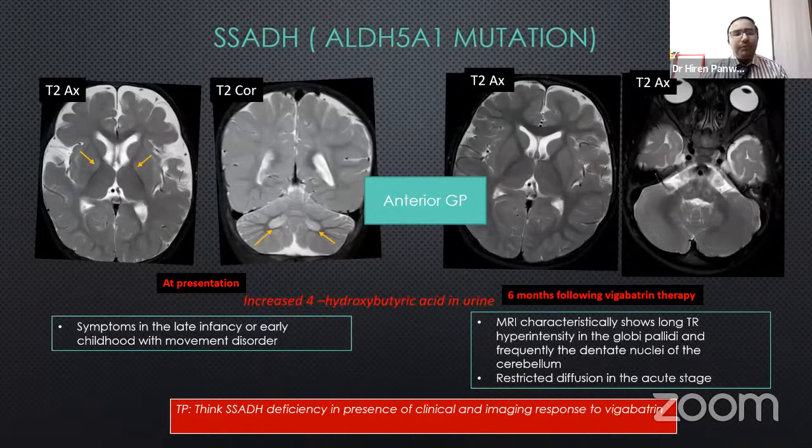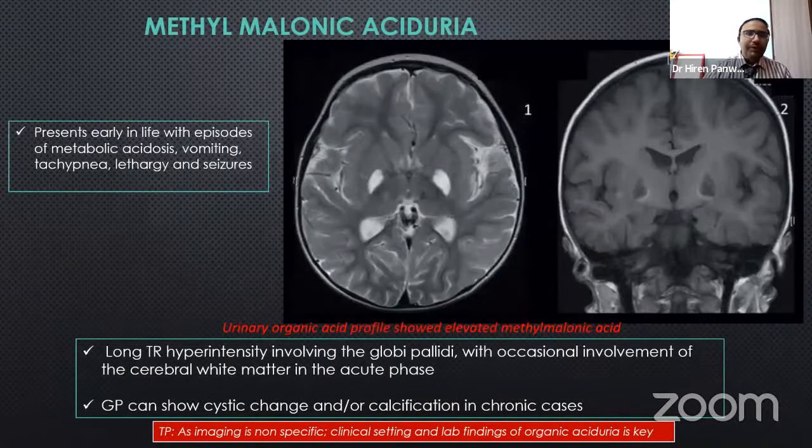So when you see this kind of pattern with globus pallidus and dentate involvement, you should always include SSADH deficiency in your differentials. And if you treat this patient in time with vigabatrin, then you can see resolution of the hyperintensity which was seen previously. This condition happens either in late infancy or early childhood with movement disorders. So this kind of pattern is very important to diagnose this condition.